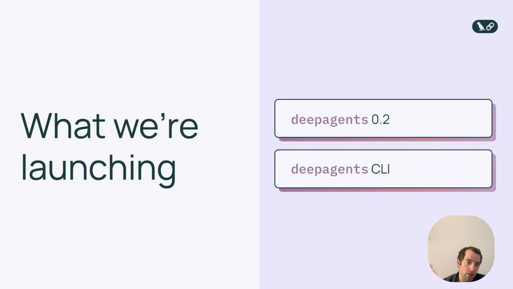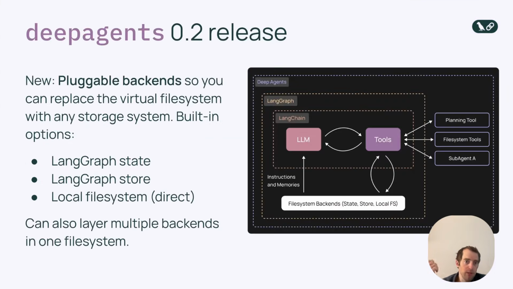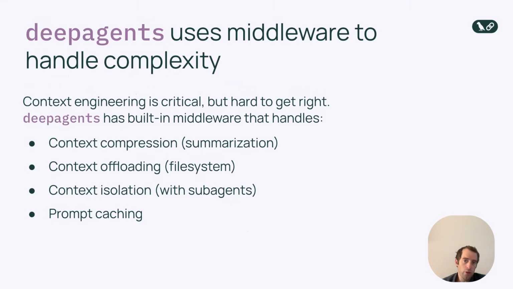So we've launched the deepagents CLI, which is just a deep agent running on your local machine, much like Claude Code, with access to your local file system. We've also launched deepagents 0.2, and this release gives you pluggable backends. So rather than just using a virtual file system, which is just a LangGraph state object, you actually can use your local file system.